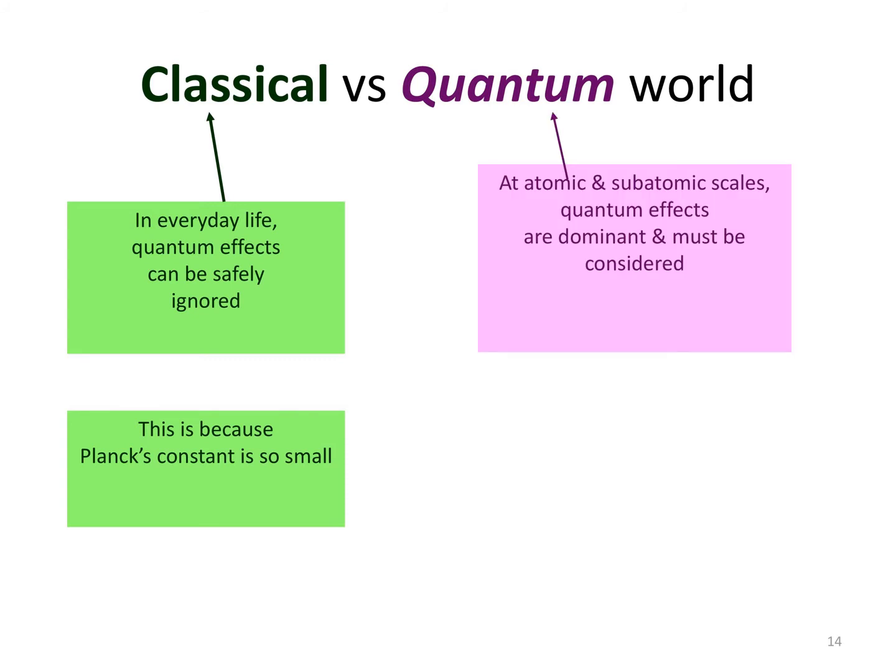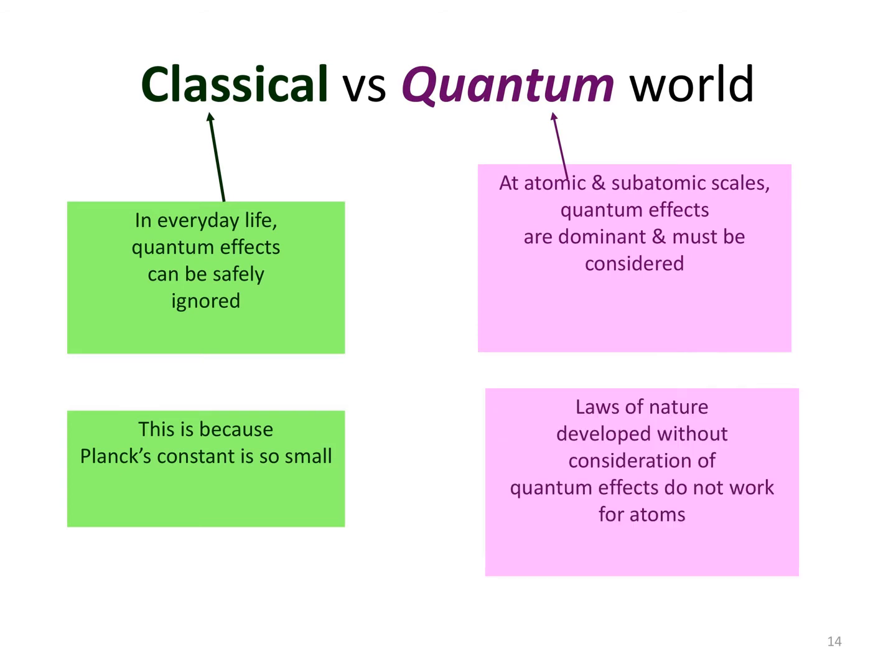But in the quantum world, at the atomic level, at these scales, quantum effects are dominant and must be considered. So the laws of nature developed without the consideration of quantum mechanics just don't work. So we have to rely on quantum mechanics to understand the physics of the exchange of electrons between atoms in chemical bonding.